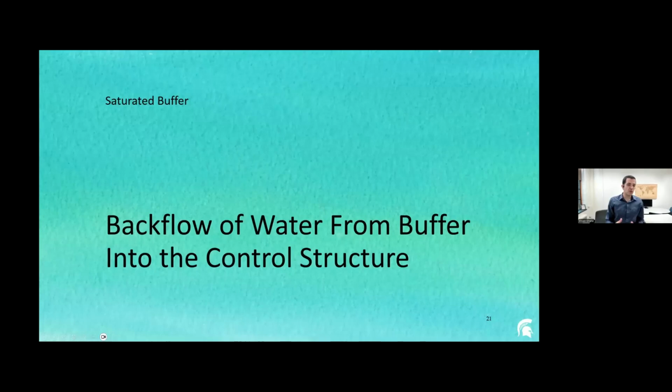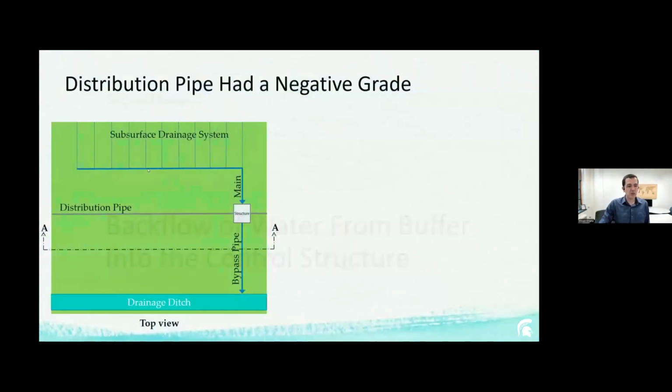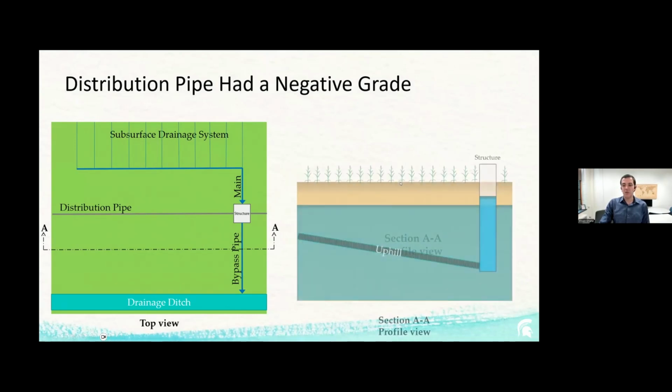So now let's go to backflow. This is a tip for the designers. Anybody who's designed one of these, this is a tip for them. Backflow of water from the buffer into the control structure. So what do I mean by that? So this is the top view of a saturated buffer. This is the distribution pipe. I'm going to show you a cross-section area of the A here, which is going to look like this. And you can see, the field is looking farther away into the screen, and the part that is away from the screen is the ditch, really.